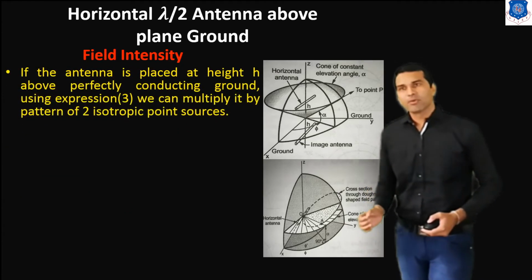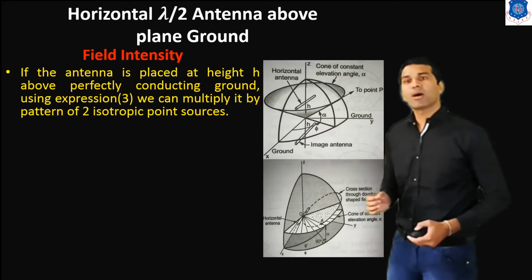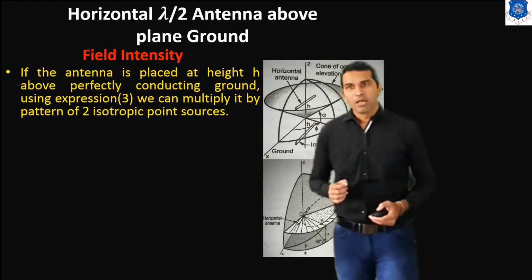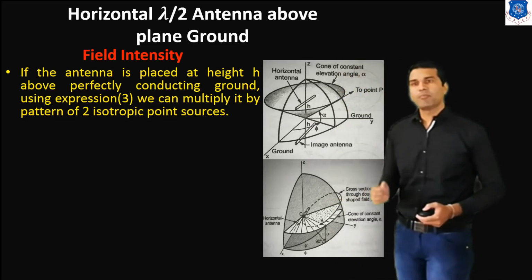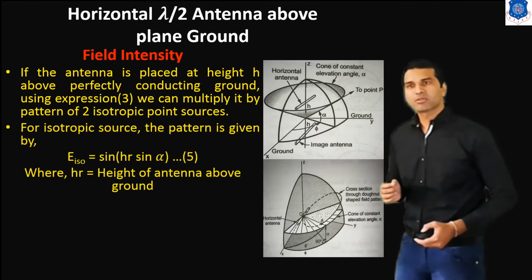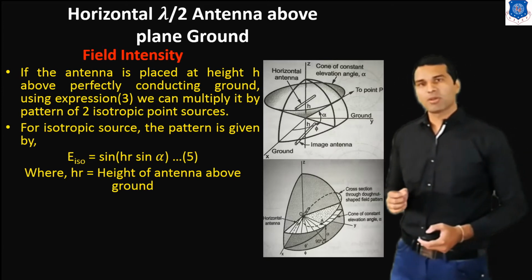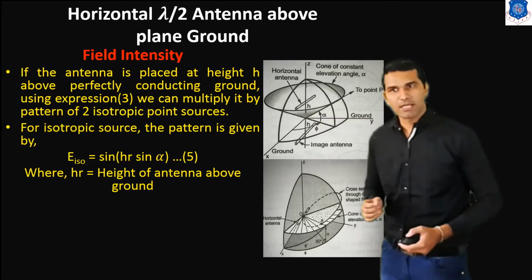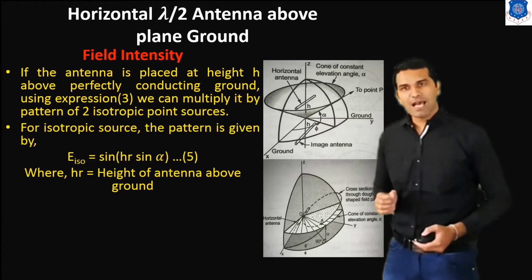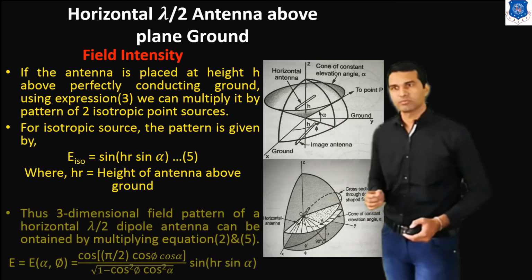So if the antenna is placed at the height h above the perfectly conducting ground, using expression number 3, we can multiply it by the pattern of two isotropic point sources. For the isotropic source, the pattern is given by E isotropic = sin(hr sin α), where hr indicates the height of the antenna above ground.